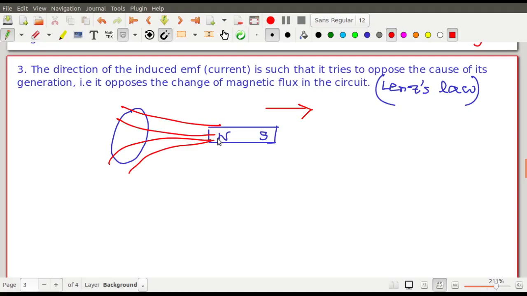That means if it is not, there should be a south pole. Here a south pole has to be created, because this south pole will attract this north. That means it tries to oppose: the magnet is moving away, and it is trying to oppose it. So this side will be south and this side will be north. So this side becomes north. Understood?